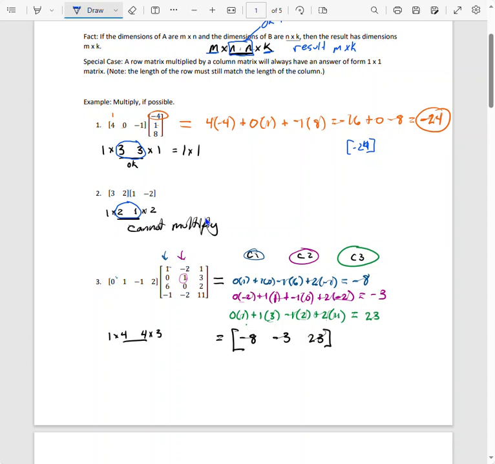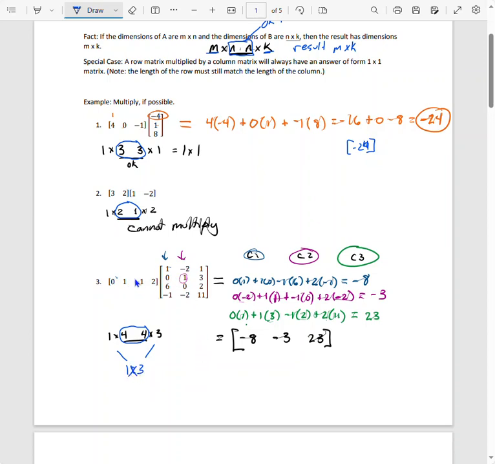All right. Third example. Now we're actually going to do some multiplying here. We'll have 0, 1, negative 1, 2. That's a 1 row, 4 column matrix, multiplied by 1, negative 2, 1. Second row, 0, 1, 3. Third row, 6, 0, 2. And fourth row, negative 1, negative 2, 11. That matrix has 4 rows and 3 columns. Because the 4's in the middle match, we're good to multiply, and we know our result will be a 1 by 3 matrix.